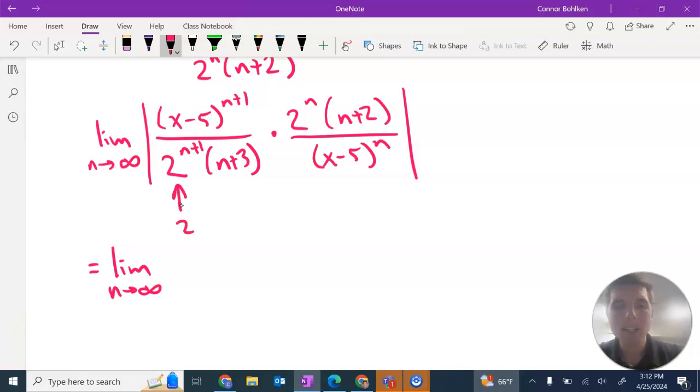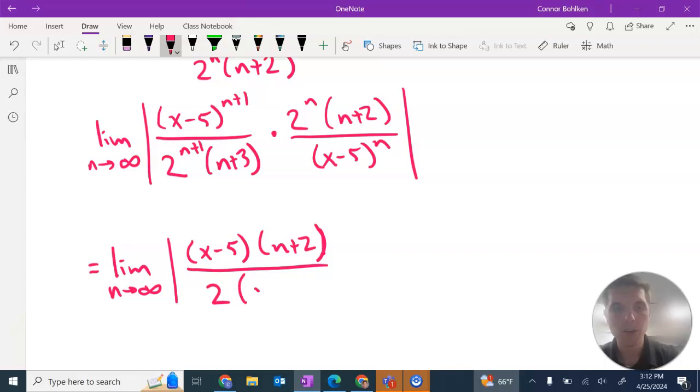2^(n+1), that's 2^n times 2 to the first. So my 2^n's will cancel, as will my (x-5)^n. So I'm just left with x minus 5 times n plus 2 all over 2 times n plus 3, whatever this handwriting is going on here.